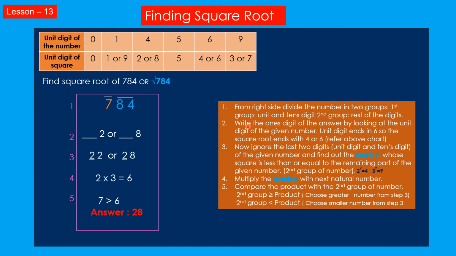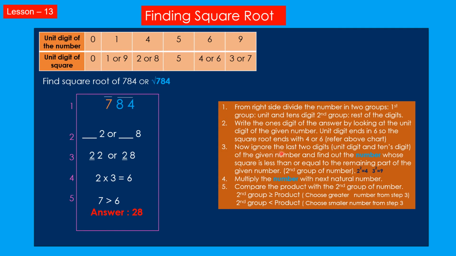Second step, you write the ones digit of the answer by looking at the unit digit of the given number. Here the unit digit is 4. So if the unit digit ends with 4, then the unit digit of the square root, our answer, ends with either 2 or 8. Right? So in the second step, we write 2 or 8, and then we put a blank at the tens place. So how do you find the tens place? That you do at step 3.